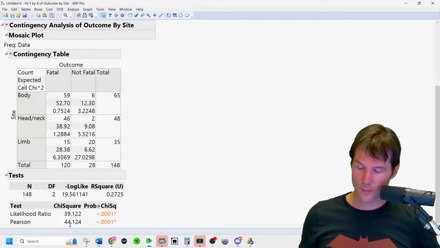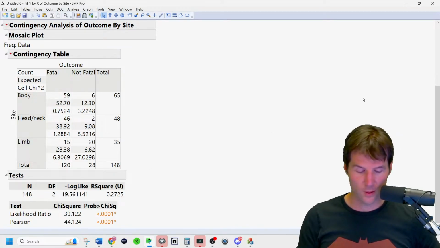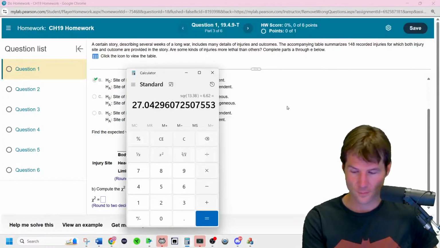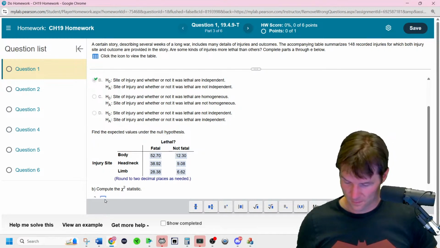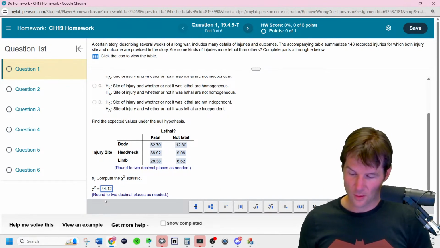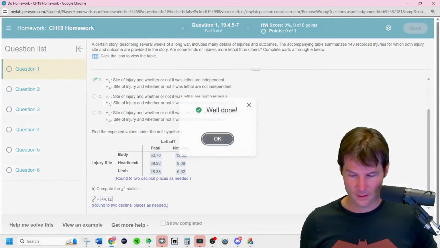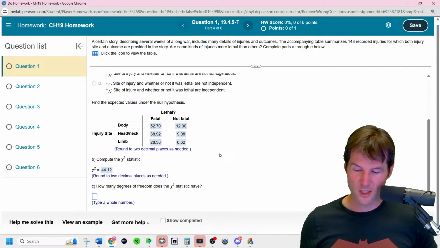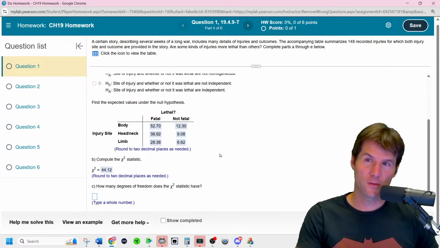Okay, so the sum of those values is 44.124. And we just put it in right here. You can do these all by hand, but it's not fun. And how many degrees of freedom? The degrees of freedom trick is the following.